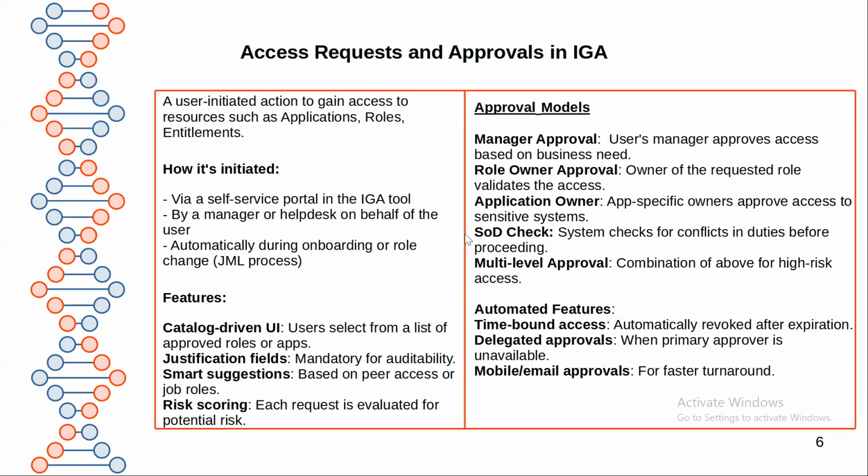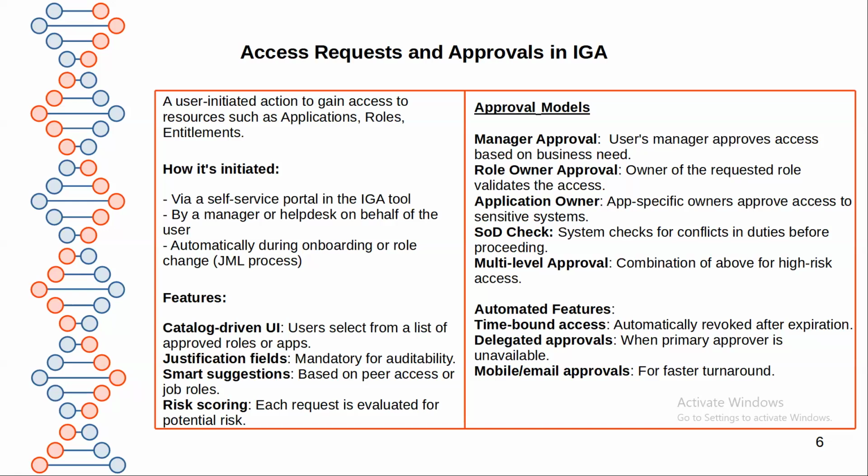Now within IGA, what happens? It is a queue. You yourself can raise an access request, I can also raise an access request, Kishore can also raise an access request. So how does it basically go? It goes in a queue and it goes to further approvals.